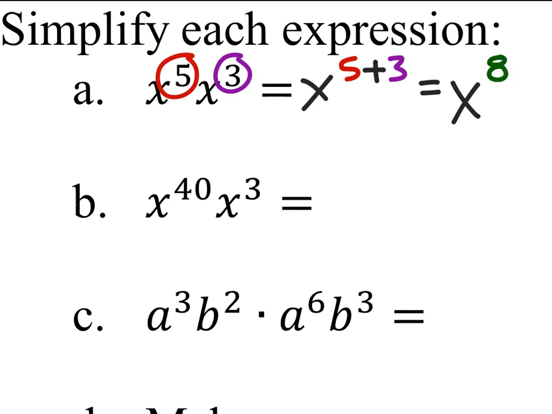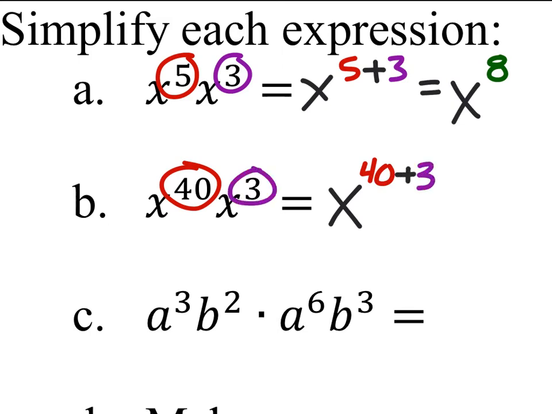Same with part B here, we got the base x, we got the power of 40, and again the power of 3 right here. So since we're multiplying the bases, we'll add the exponents, and we get x to the power of 43.